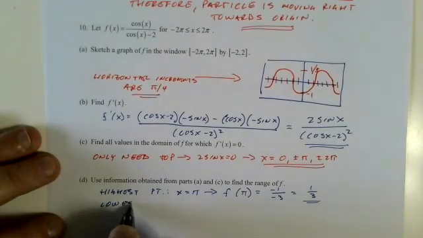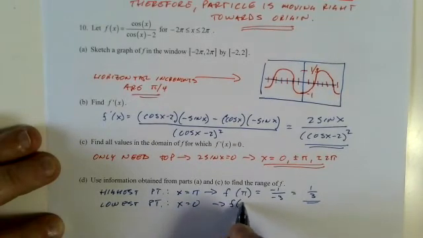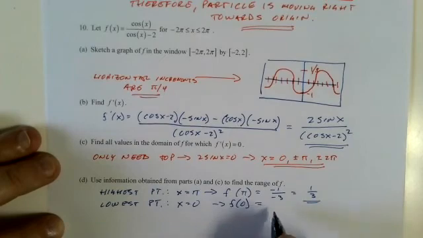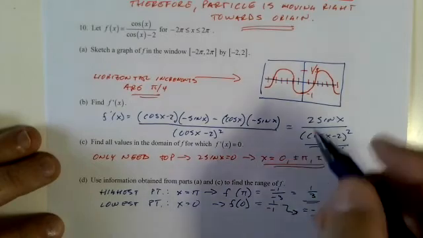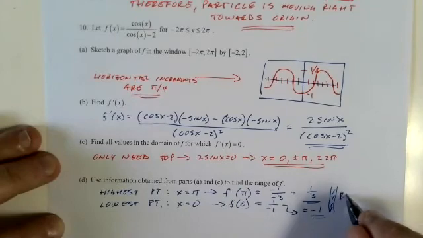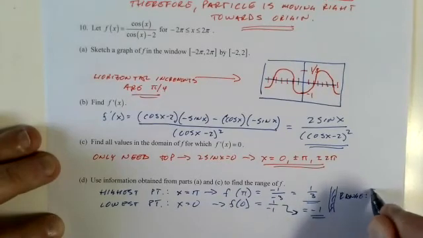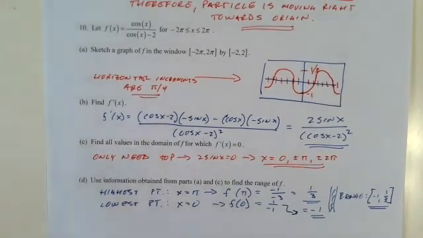Lowest point, x equals 0. F of 0 is cosine of 0, which is 1. 1 minus 2 is negative 1, equals negative 1. There it is, negative 1. So the range is negative 1 to 1/3, inclusive.